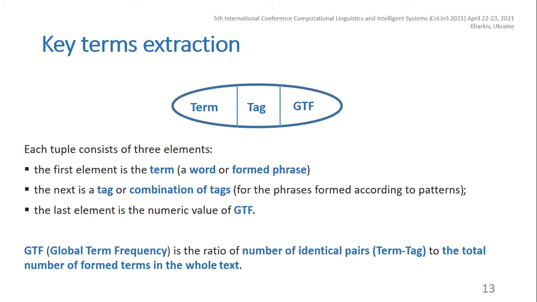Global term frequency is calculated taking into account the first two elements of the tuple, the word or phrase and the part of speech to which it belongs. The number of such identical pairs, normalized to the total number of terms in the whole text, determines the value of the third element of the tuple. In other words, global term frequency determines how important the term is in the global content.